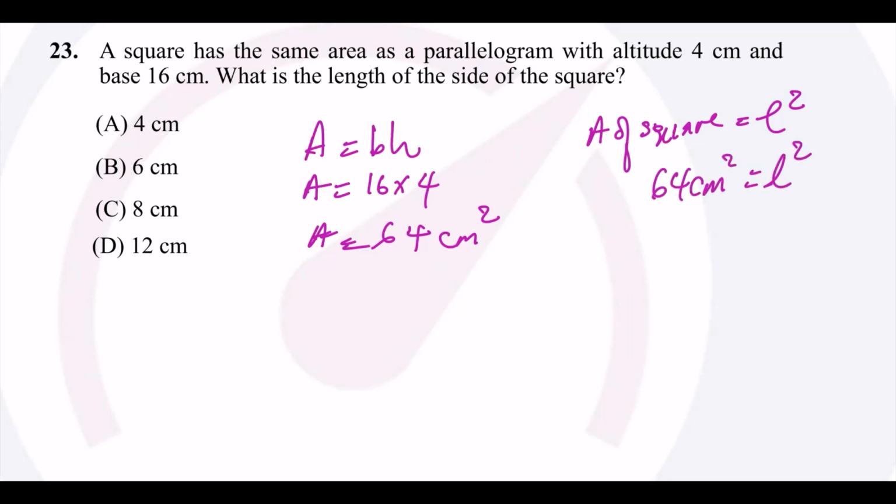Let's find L. We find the square root of 64. I know that 8 gives us 64, so find the square root on both sides. So L is equal to 8 centimeters. So the length of the side of the square is going to be 8 centimeters.